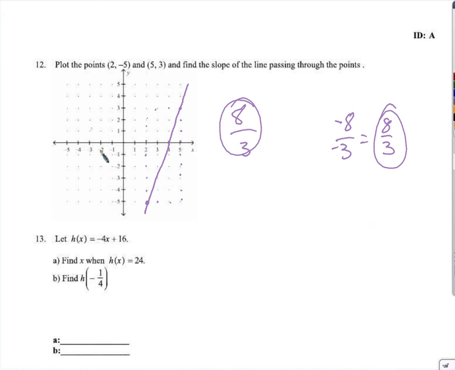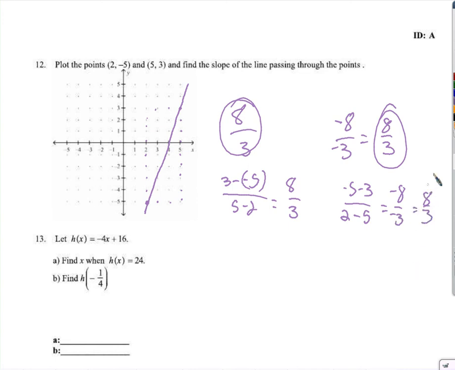If you want to do the formula, y2 minus y1 over x2 minus x1, do that. 3 minus negative 5 over 5 minus 2. 3 plus 5 is 8. 5 minus 2 is 3. Do it the other way. Negative 5 minus 3 over 2 minus 5. We get negative 5 minus 3 is negative 8. 2 minus 5 is negative 3. And we get 8/3. All right, four different ways to get 8/3.